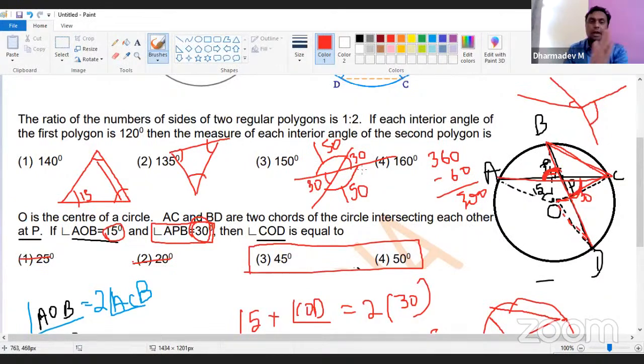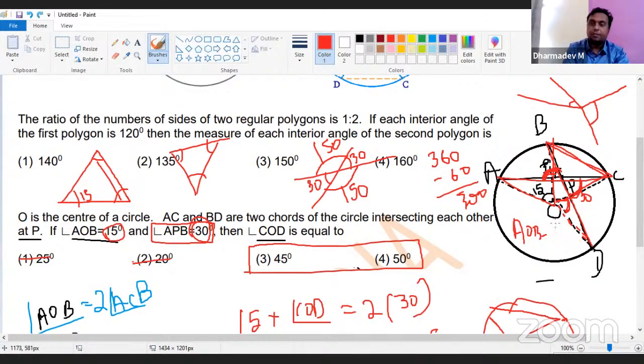I have 15, I have this 30, then the parallel side of it is just going to be an expansion of it by 1.5 times. This is going to be 1.5 times of AOB. AOB's 1.5 times is going to be COD. Okay, so this is another shortcut for you to understand.